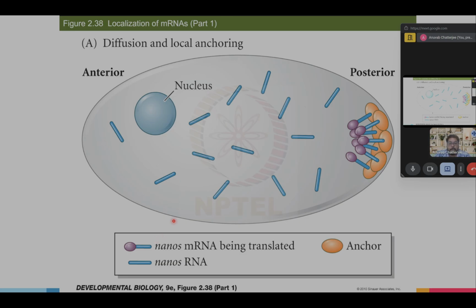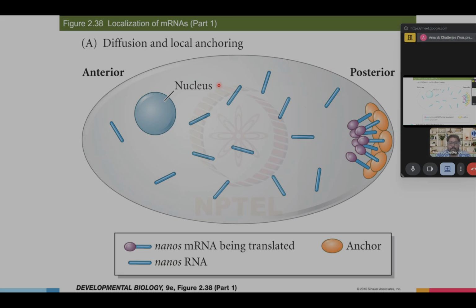So our nanos mRNA is transcribed and given out by the nucleus. It travels everywhere, but only in the posterior is there a different protein which starts binding to the nanos, and this protein makes sure that the nanos mRNA is only localized in the posterior. So nanos is bound to it, and then that other protein is also bound to the posterior region. So nanos is bound to the posterior region.